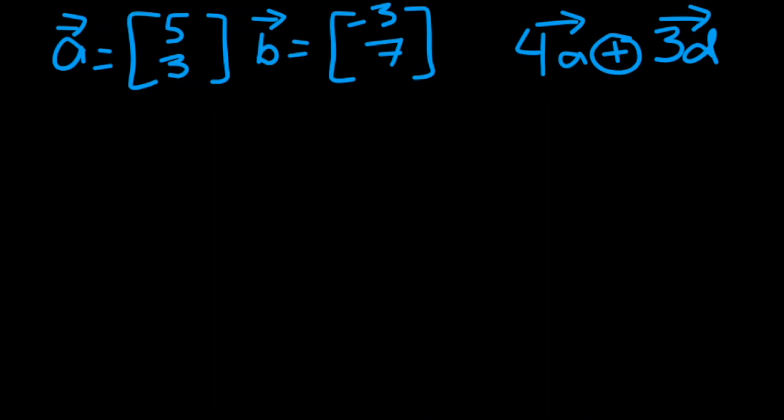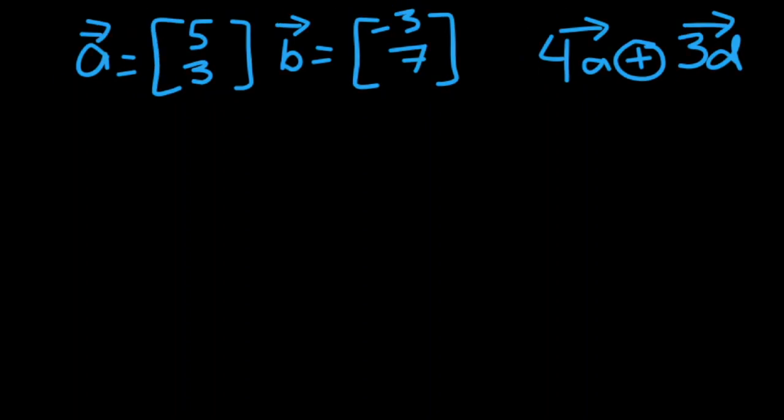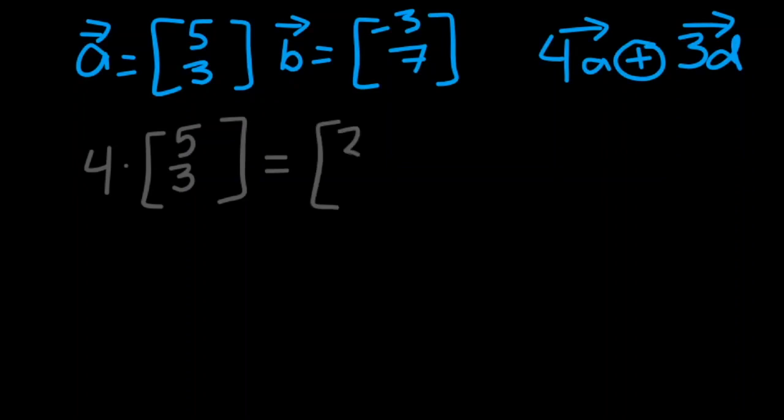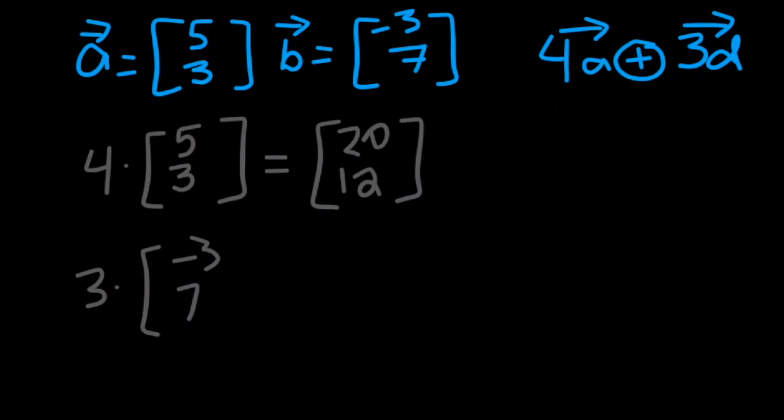the resultant of vector 4A plus vector 3B, the first thing we have to do is to multiply both of the equations by their respective coefficients. The first thing we have to do is multiply vector A by 4. So we can set it up like this, and then that equals vector 20, 12. We can do the same thing to vector B, which is multiply it by 3 to get negative 9, 21.